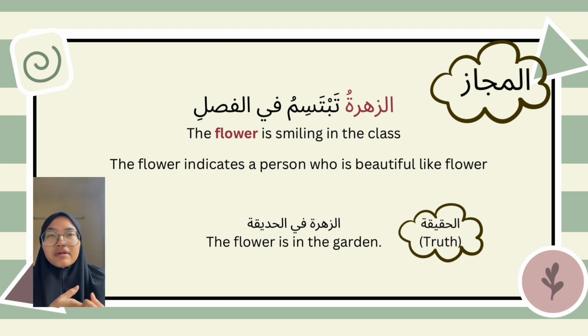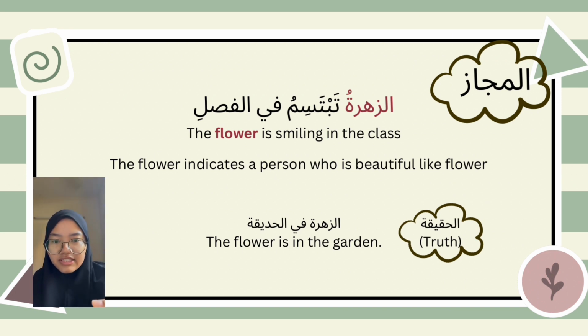So the az-zahratu here is al-majaz. In this sentence, az-zahratu is mubtada marfu' bi dhammah. And then tabtasimu is khabar marfu' bi dhammah zahirah. And then fi is harful jar mabni ala sukun. And al-fasli is majrurun bil kasrah al-zahirah.